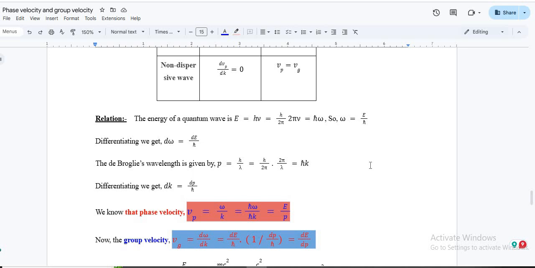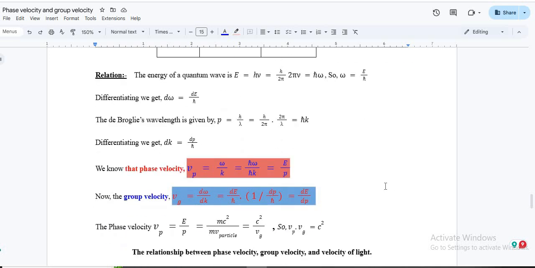Now some other relation, in a different way I'm just representing this one. The energy of wave, the quantum wave we are talking about, we know that energy is equal to h nu. This was given by Planck and also by Einstein. In case of Planck, this was the concept of quanta. The energy of quanta is given as h nu, and in case of Einstein, the energy of photon is given by h nu. So again, you can rearrange this one, h divided by 2 pi and 2 pi into frequency. So this can be written as h cross omega. So just rearranging, omega is equal to E divided by h cross.